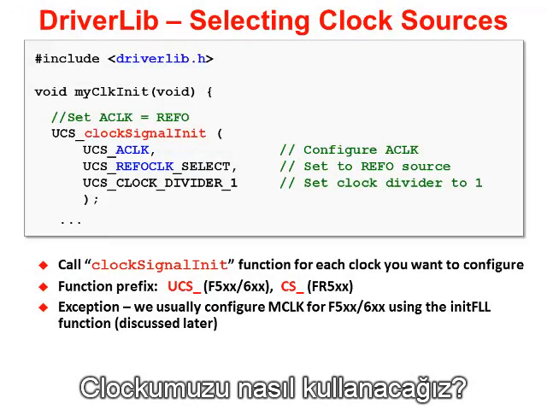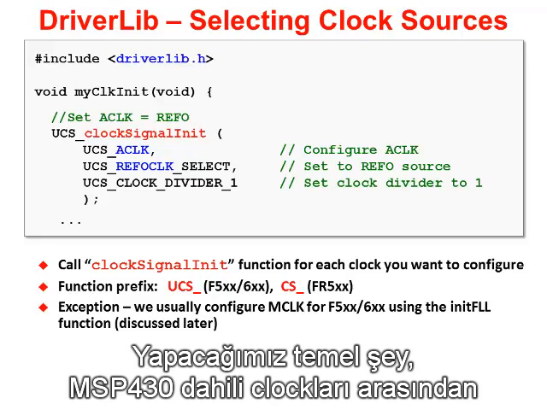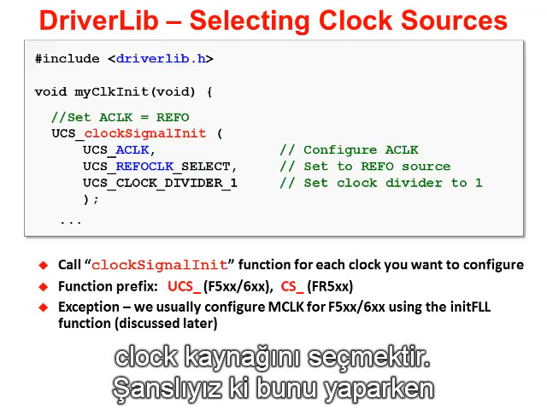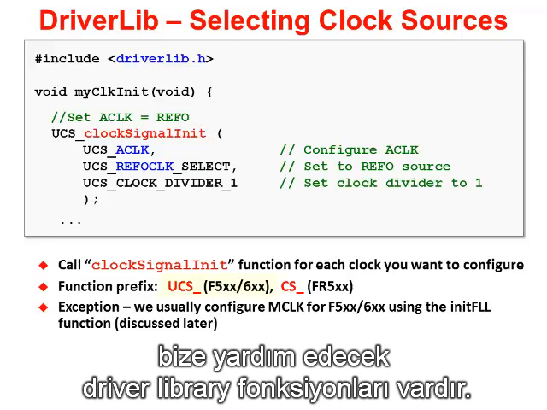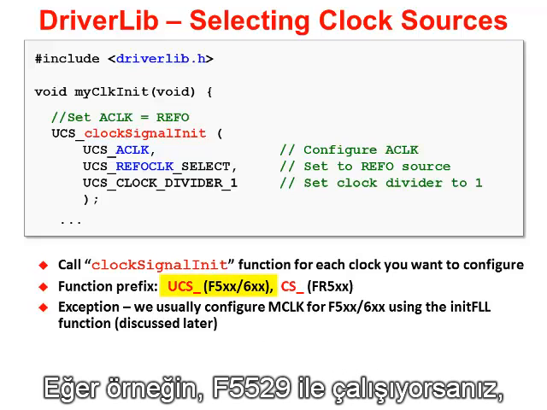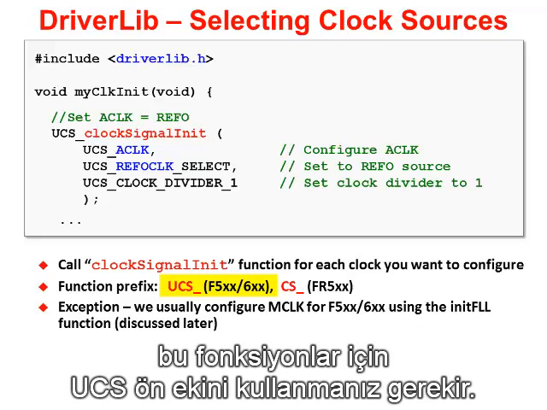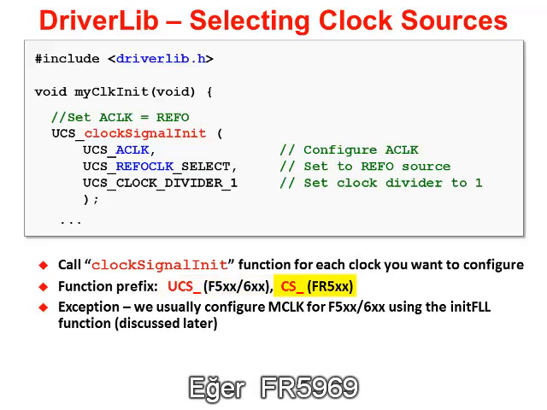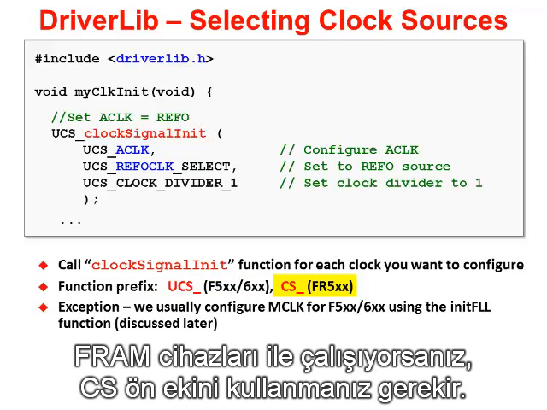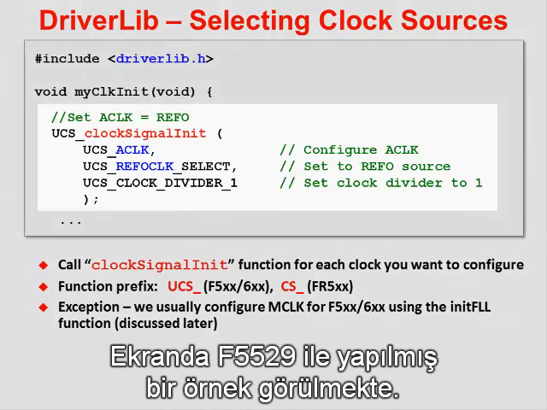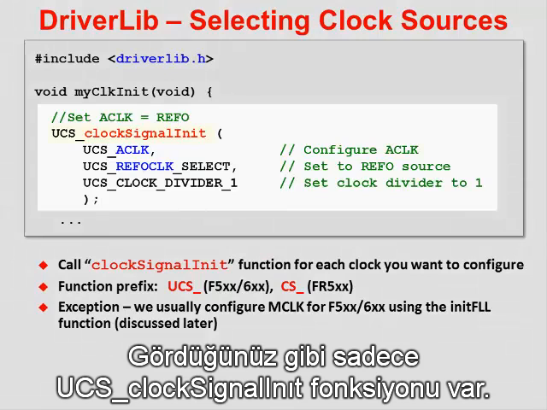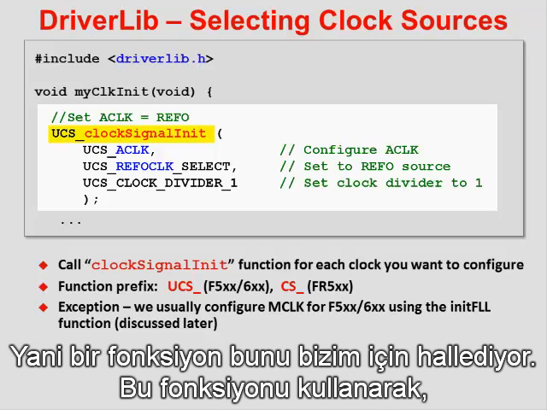How do we use our clocks? Well, the primary thing is we need to select a clock source for each one of our MSP430 internal clocks. Luckily, we have driver library functions that help us with this. If you're working with the F5529, for example, you're going to use the UCS prefix for these functions. If you're working with the FR5969 FRAM devices, then you're going to use the CS prefix. Here's an example with the F5529. You can see that we just have a function, UCS_clockSignalInit. So one function handles this for us.